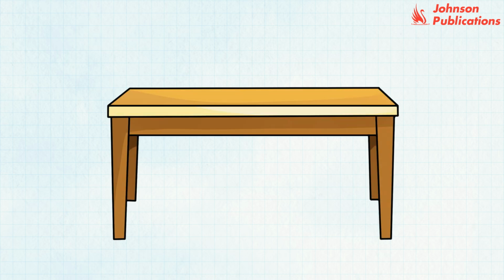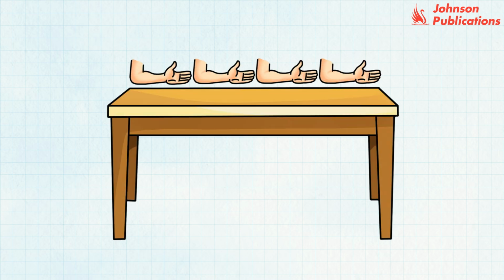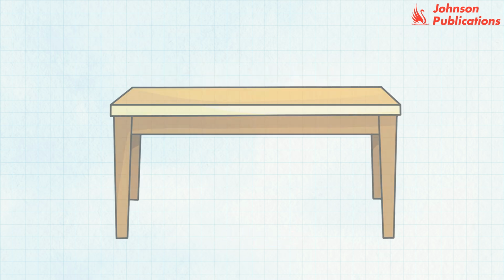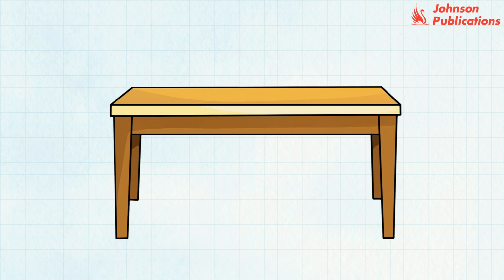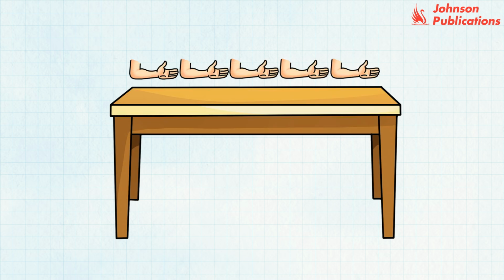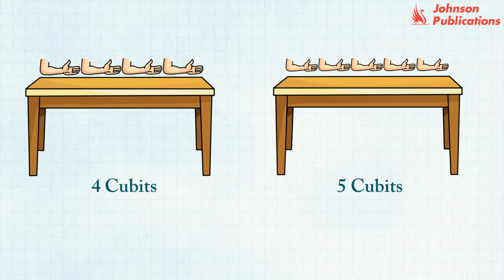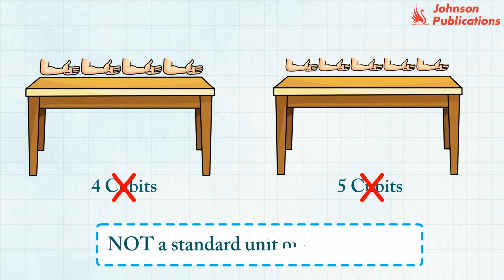Reena measures the length of this table using her cubit. She found the length of the table is equal to 4 cubits. Mohit measures the length of the same table using his cubit. He found the length of the table is equal to 5 cubits. Observe that the length of the cubit varies. Therefore, cubit is not considered a standard unit for measuring a length.